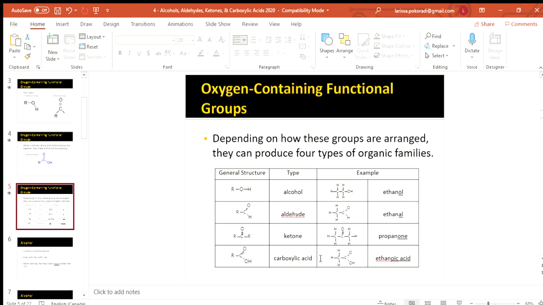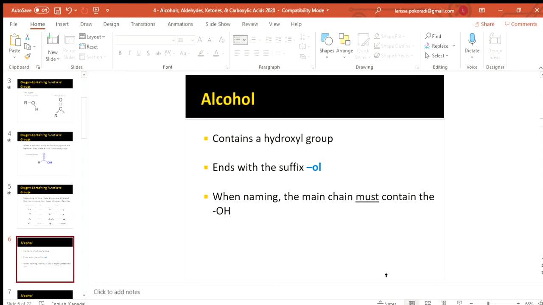Lastly, carboxylic acids have both of those functional groups, has the carboxyl, the double bonded oxygen, and the OH all coming off the same carbon. And it has the suffix oic acid. So let's look a little bit closer at each of these and do a little bit of naming.